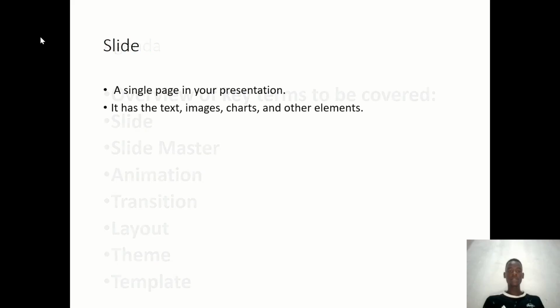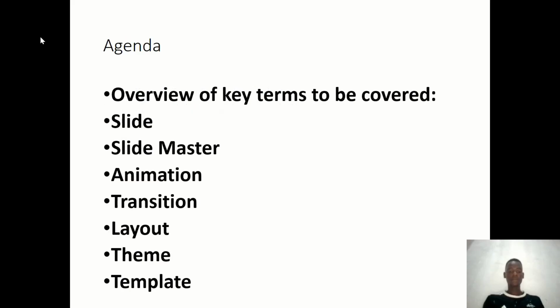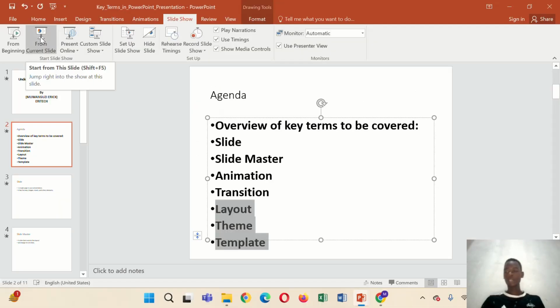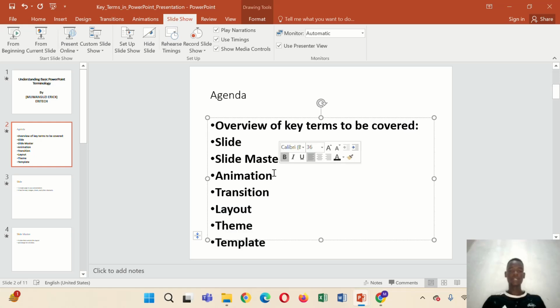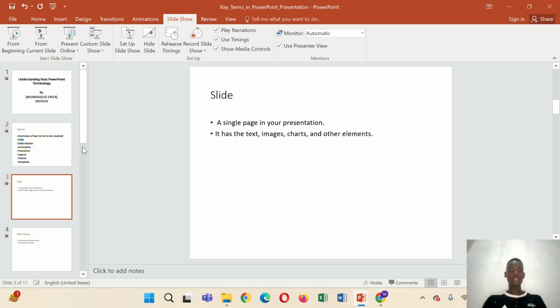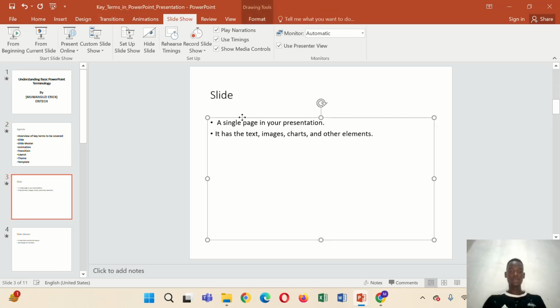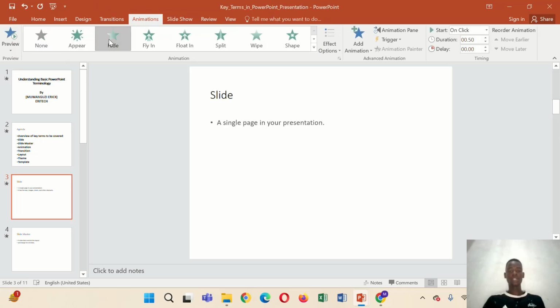So that is about the animation. You can animate bullets one by one. You can decide to animate bullets, for example, I'm going to animate this individual bullet, or I can decide to animate slides. For example, this one, I'll choose to animate it that way, the whole slide. So that is basically with animation.